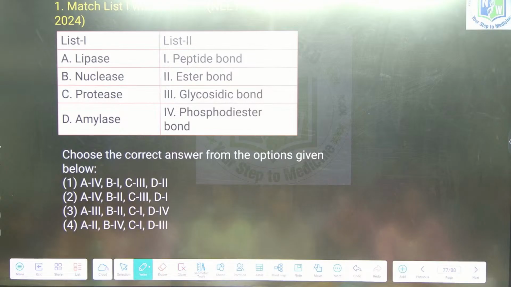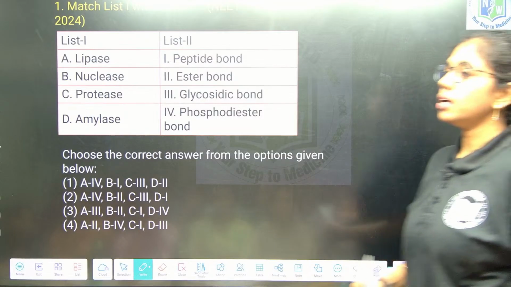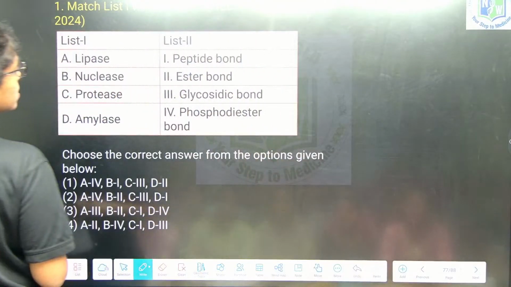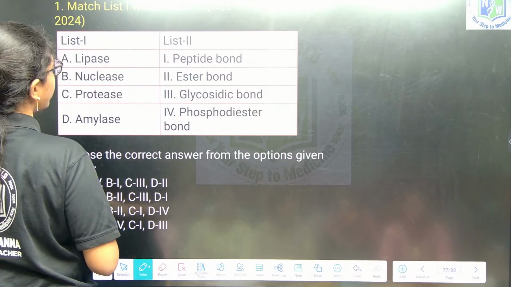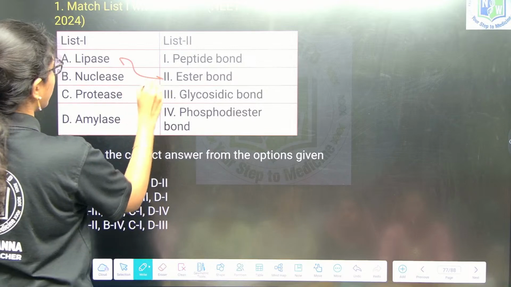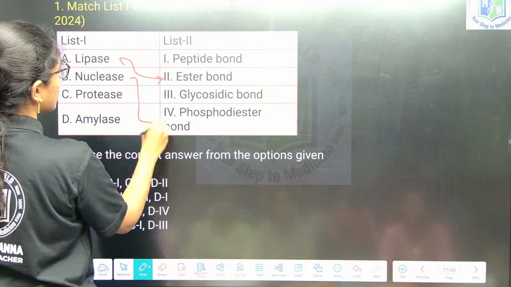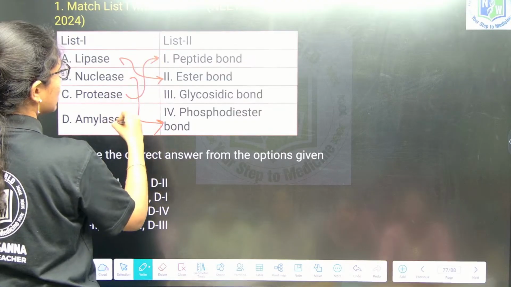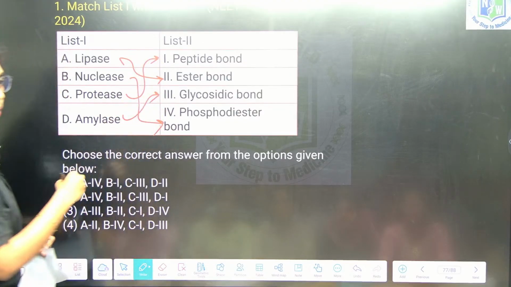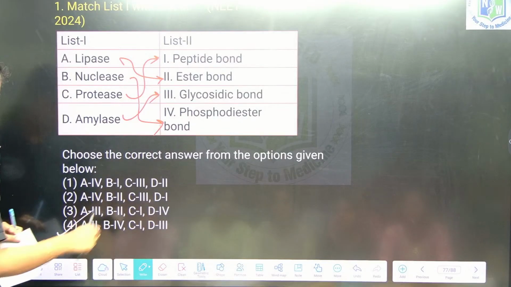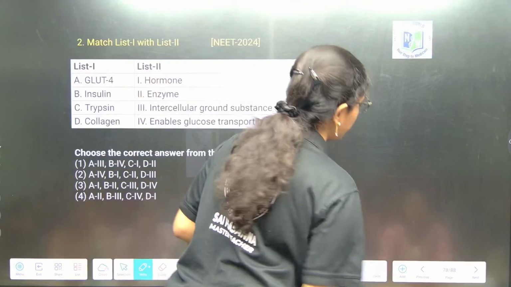Question to the first row, this row. Just a second. What is the answer? 4. Yeah. Lipase works on the ester bond. Nuclease, protease, amylase will work on. What is the answer? 4. Good. Next question to row B.